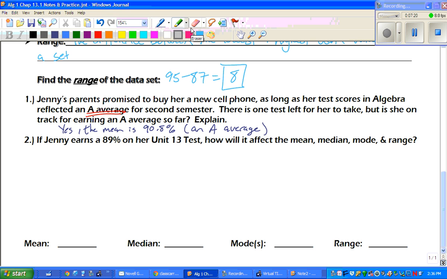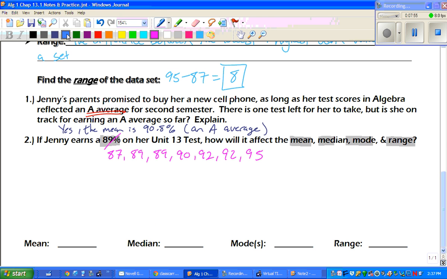But now here's a question. Chapter 13 test, she gets an 89%. How will it affect her mean, median, mode, and range? Okay, so we're adding a test. Let's go back and write them all in order again. Okay, she got an 87, an 89, she got another 89, a 90, 92, 92, 95.